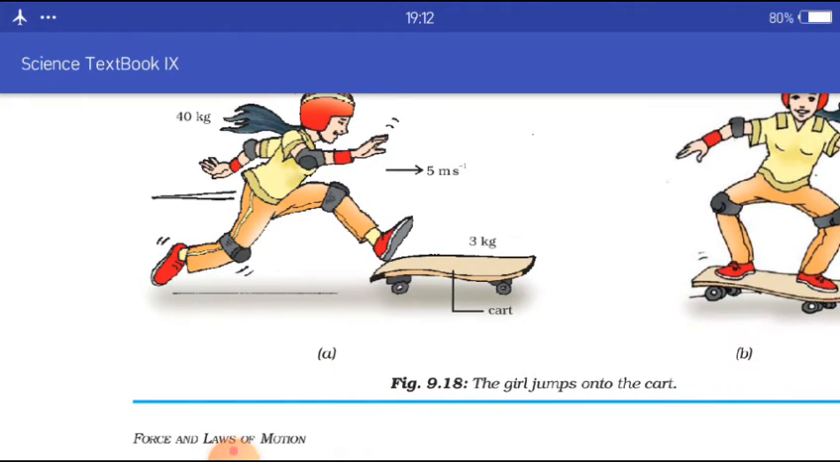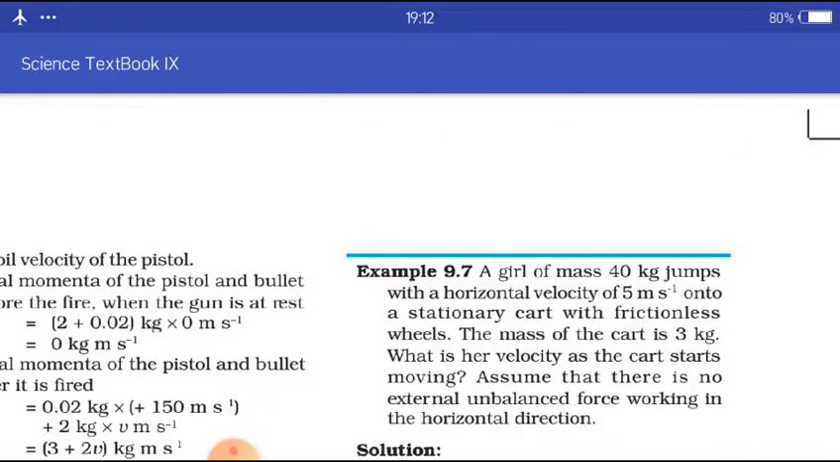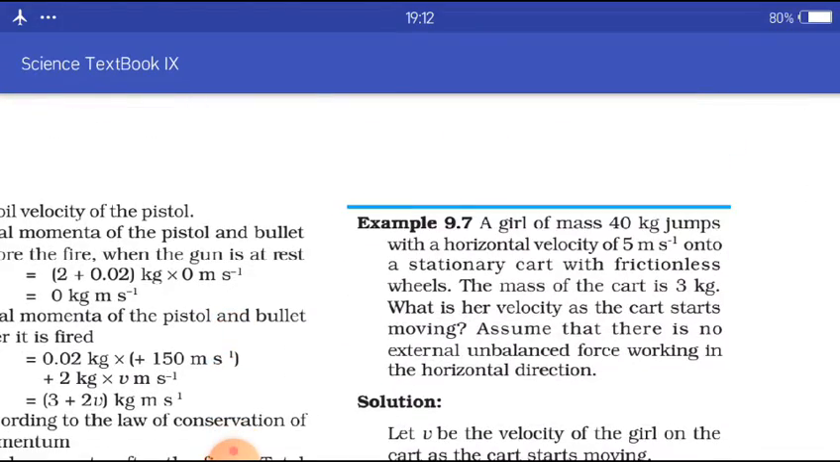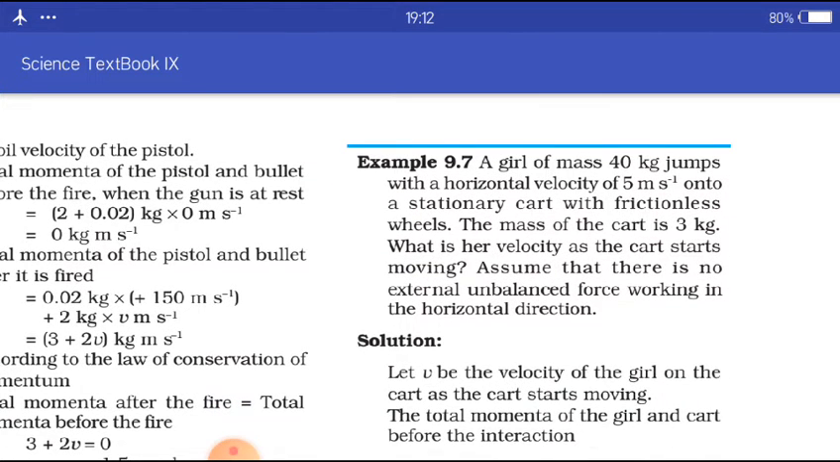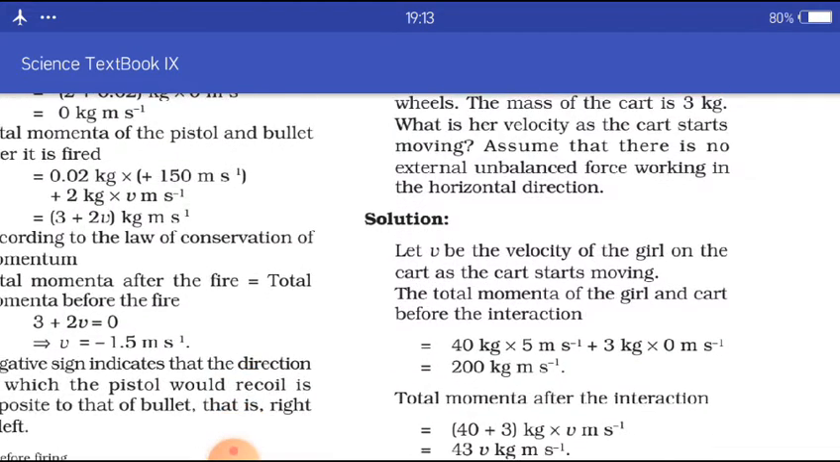This is the diagram. The girl jumps onto the cart. Example 9.7. A girl of mass 40 kg jumps with a horizontal velocity of 5 meter per second onto a stationary cart with frictionless wheels. The mass of the cart is 3 kg. What is her velocity as the cart starts moving? Assume that there is no external unbalanced force working in the horizontal direction.